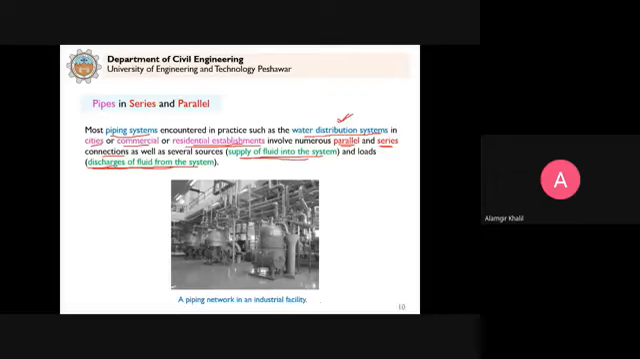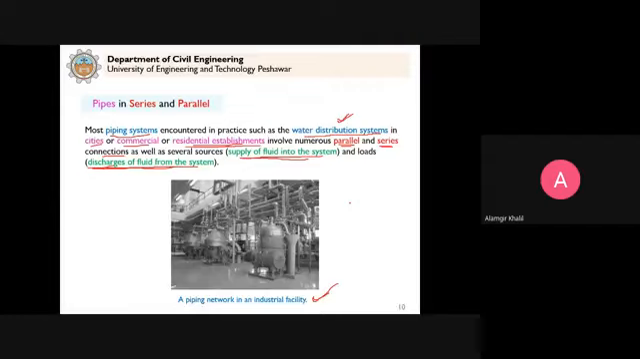You can see in this diagram a piping network in an industry facility. So you can see here the complex piping network system in which the pipes are connected in series and in parallel. So when we have to do the analysis of these pipes, then we have to apply the concepts that we are going to study in this topic.